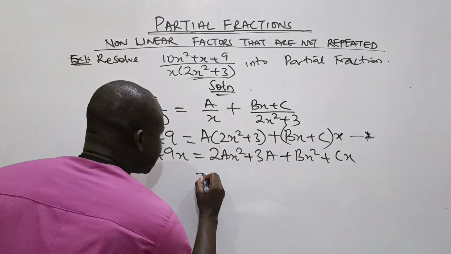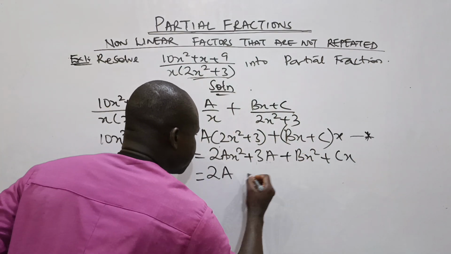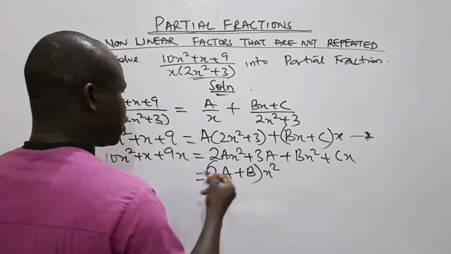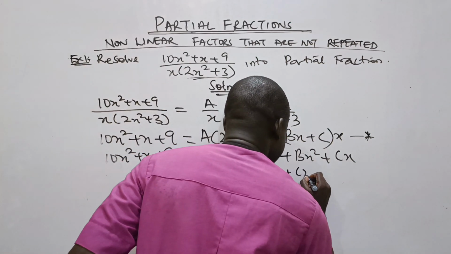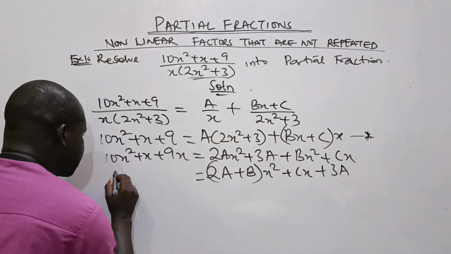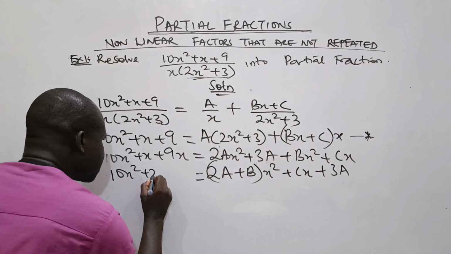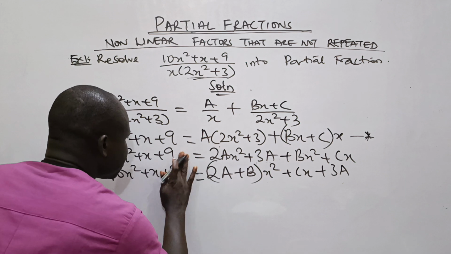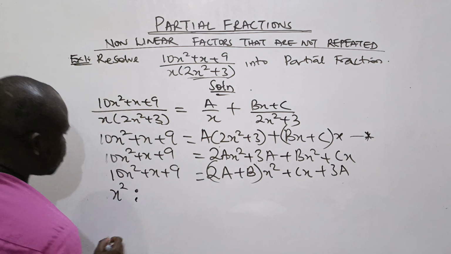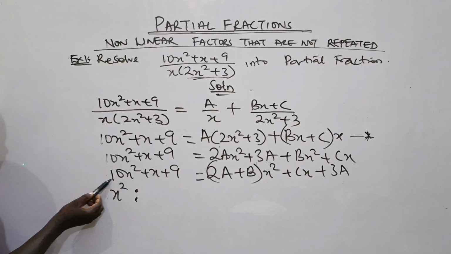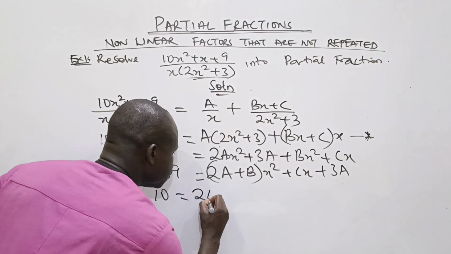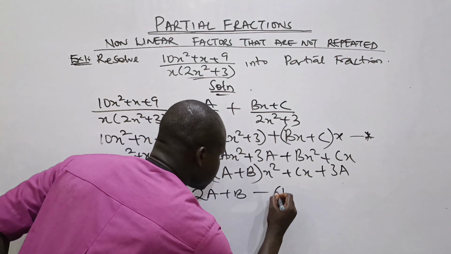So let me collect the like terms. I have 2A plus B, these are the ones with x squared, then the one with Ax, plus Cx, then plus 3A. Now let's compare the coefficients. 10x squared plus x plus 9 is equal to this. What is the coefficient of x squared at the left-hand side? This is 10. What is the coefficient of x squared at the right-hand side? 2A plus B, equation 1.